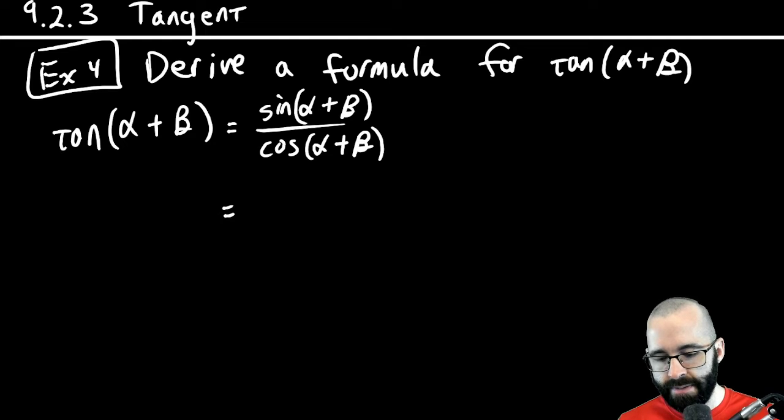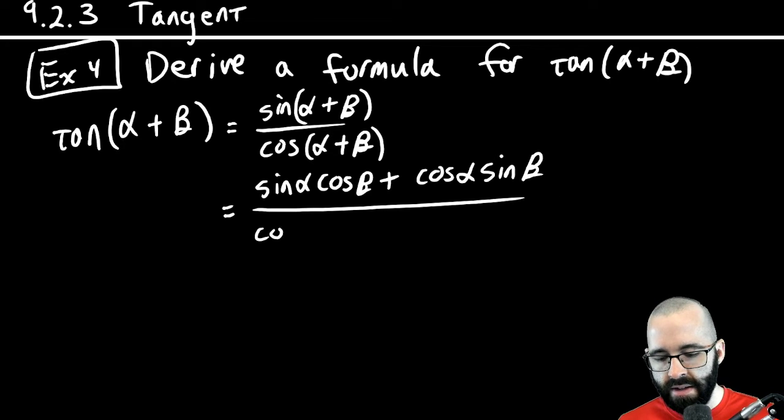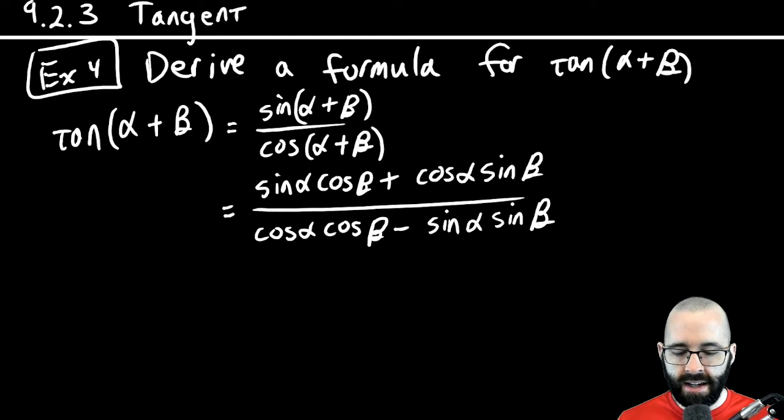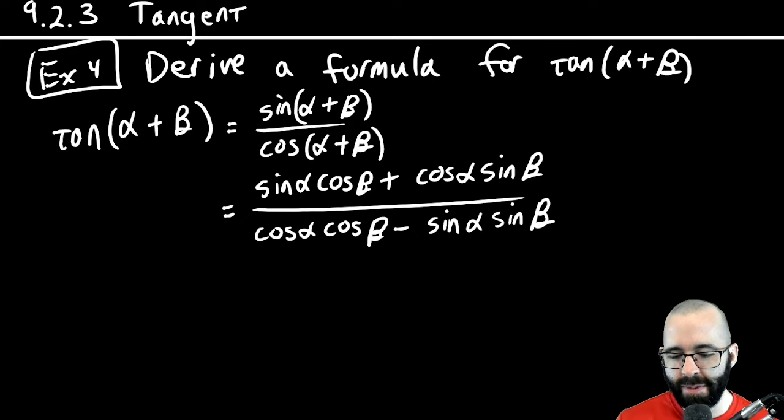So here we are. We just use the formulas. Angle sum formula for sine is sine of the first, cosine of the second, plus cosine of the first, sine of the second. Angle sum for cosine is cosine of the first, cosine of the second, minus sine of the first, sine of the second. And you might say, well, great, Jason. We did it. We derived a formula. And that's actually true. This is a perfectly good formula.